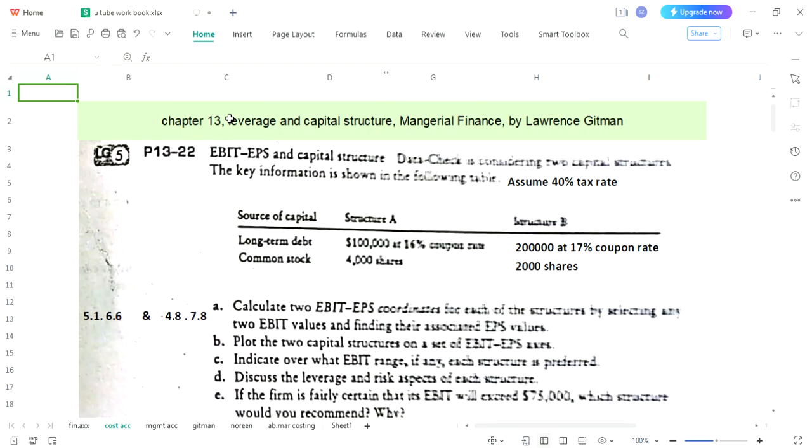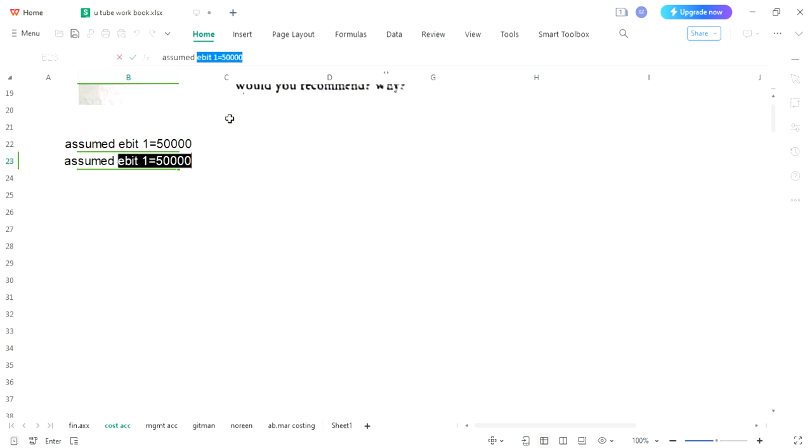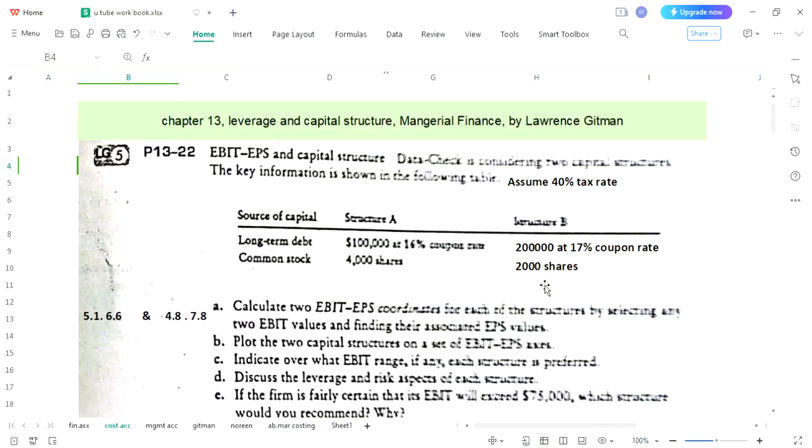The first step is to assume EBIT first is 50,000. Then assume EBIT second, and you are assuming it as 60,000. In this way, we did what was asked in the question, to assume any two EBITs. So we have assumed 50,000 and 60,000. Please read it again: selecting any two EBITs.